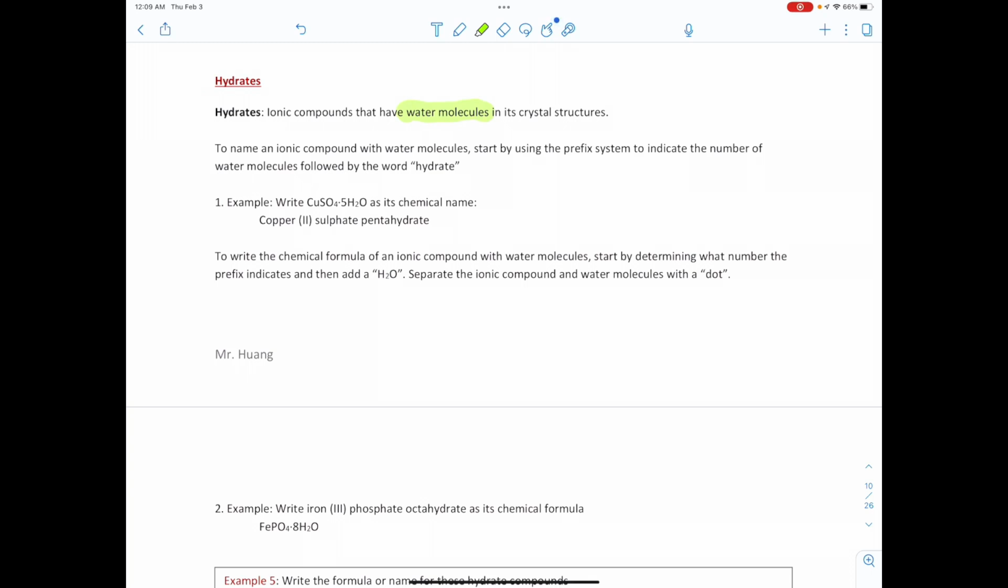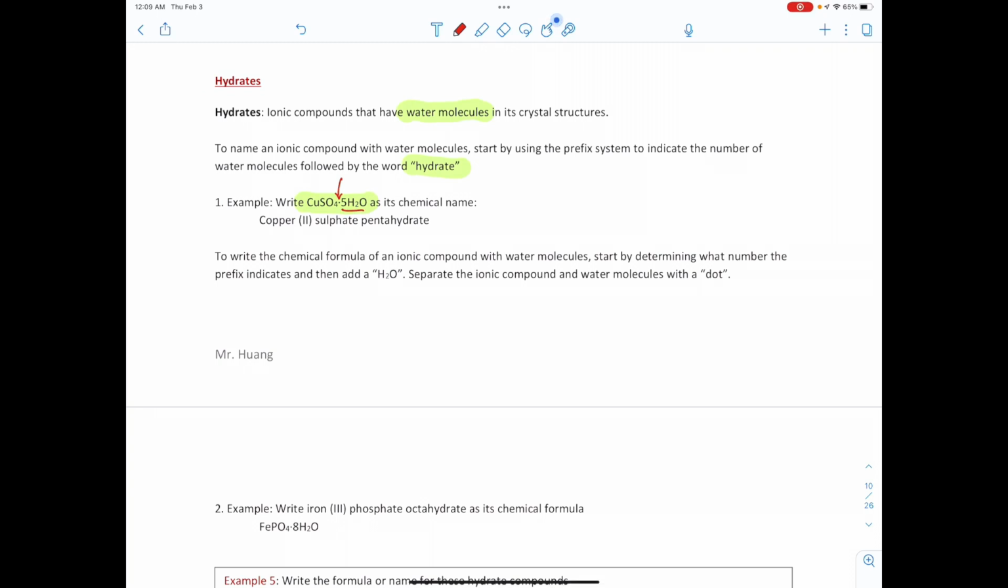To name hydrates, all we're going to do is use the prefix system again to indicate the number of water molecules, and we're going to add in the word hydrate. For example, if we take a look at this formula, it looks super complicated. We have CuSO4, and then something new: you see this little dot there, and then we have 5H2O behind it.